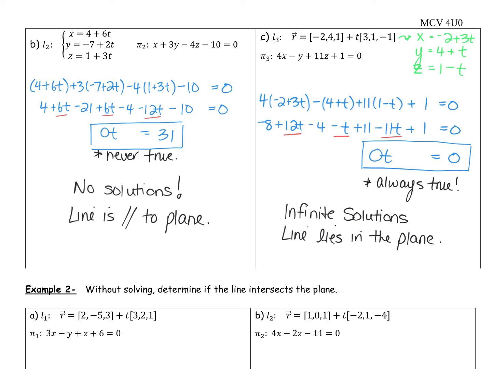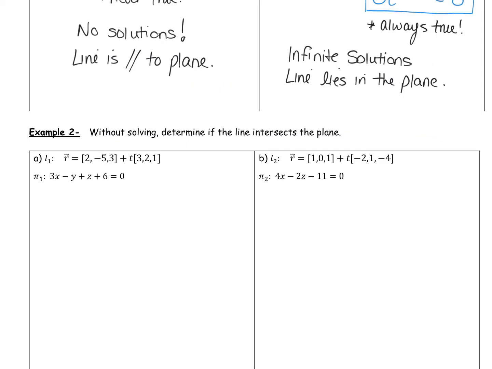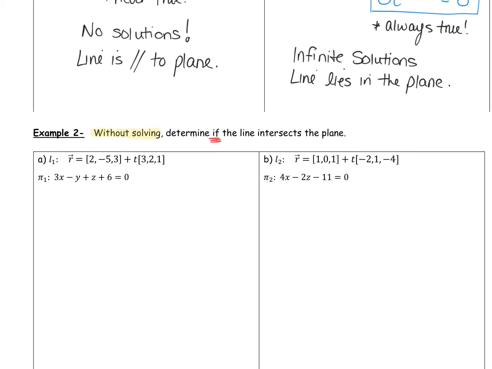Okay, so that's simply the method. There are three possible scenarios. Okay, and so in example 2, I just want to show you that you can actually determine if the line intersects the plane without even solving. Okay, so note the words here on this question. Without solving, we're going to determine if there is an intersection or if there is not. Okay, so let's take a look, using example 1, at the information that we have.